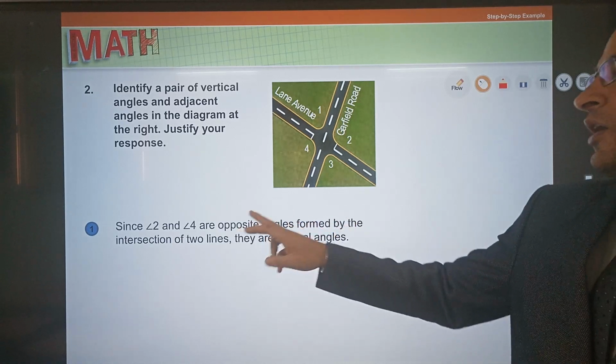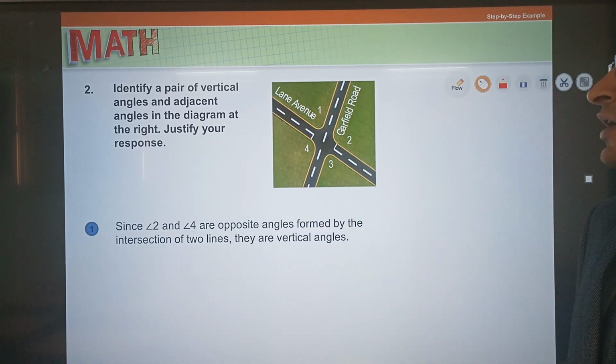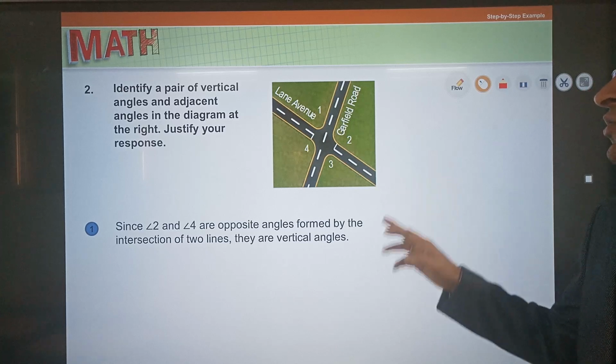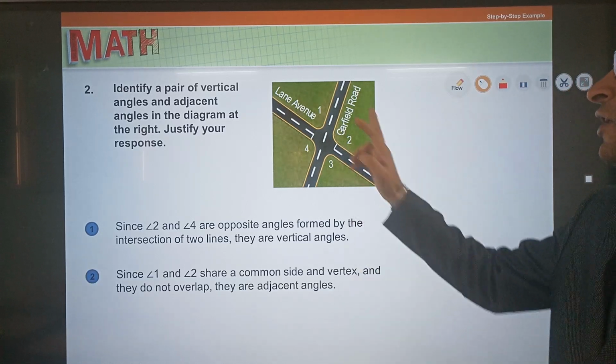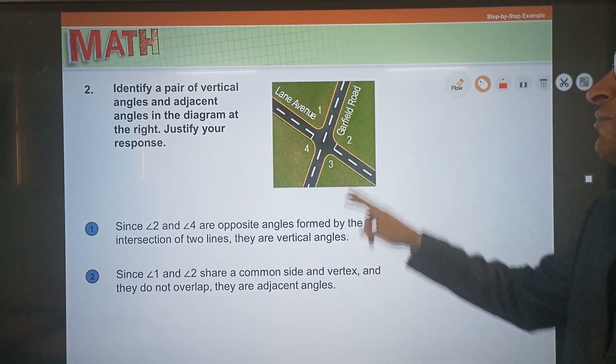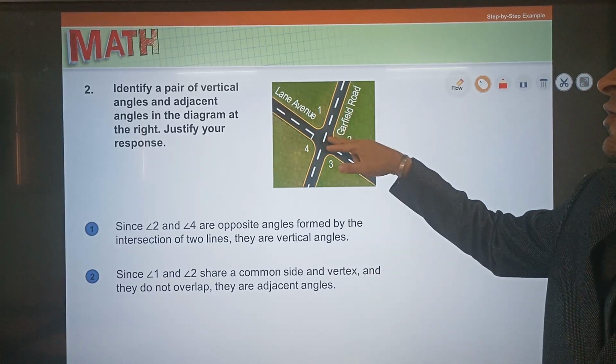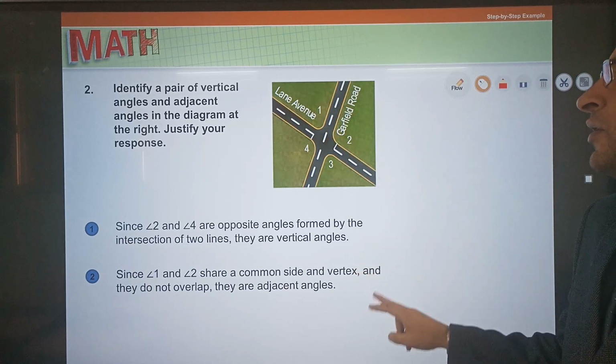Like what we said, 2 and 4 are vertically opposite angles and they are equal in measure, so they will be congruent. And 1 and 2 will be called adjacent because they have a common side, a common vertex, and the outer arms in different directions.